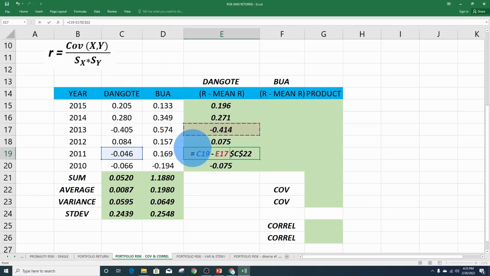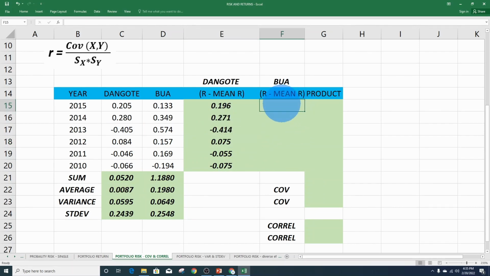You can see, so it went to capture a different thing. So this is this minus this also. So we do that for BUA also, equal this minus the average, F4 to lock it, enter. That is the value. We copy it down. That is the value. So you can check and see that is correct. Let's check this and see that is also correct.